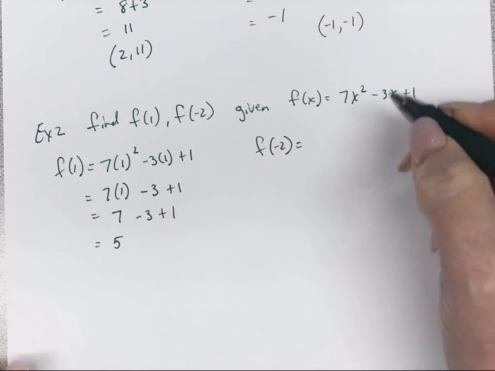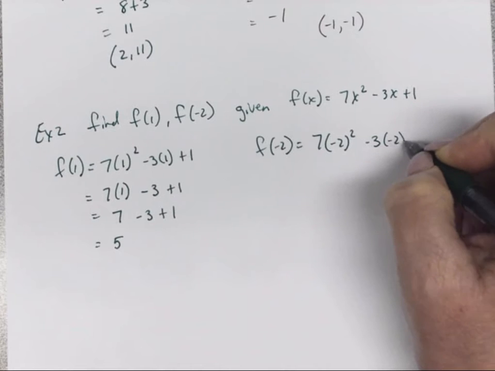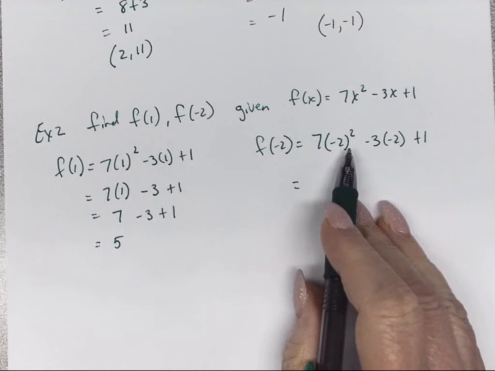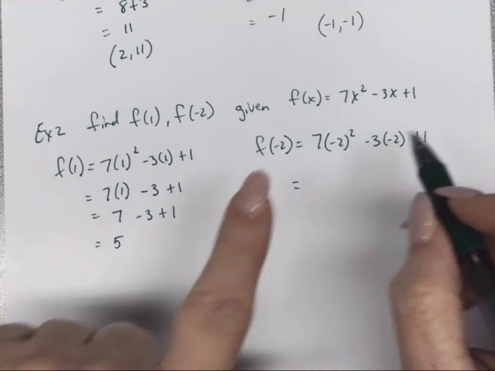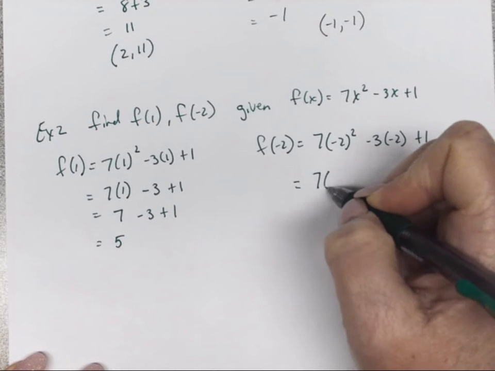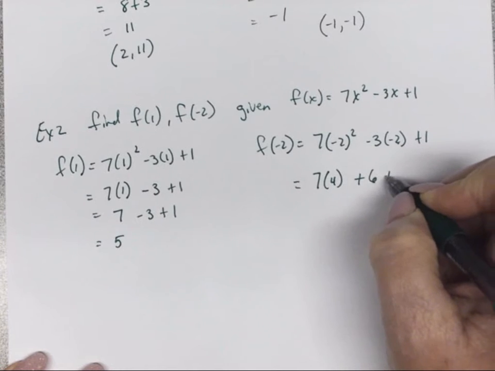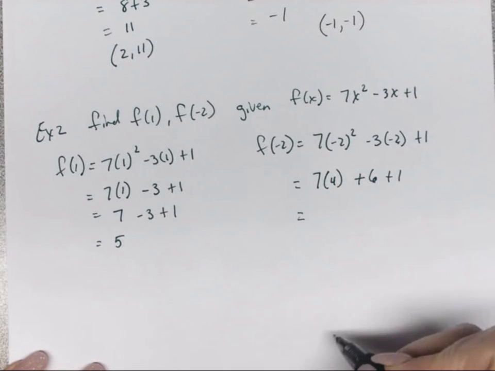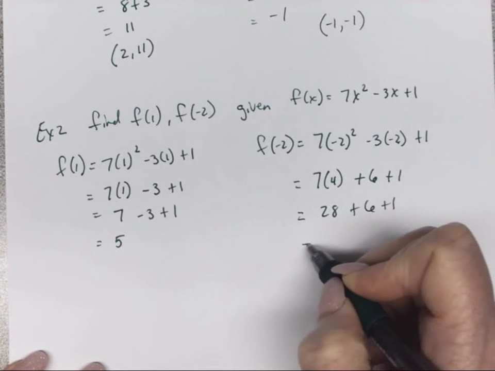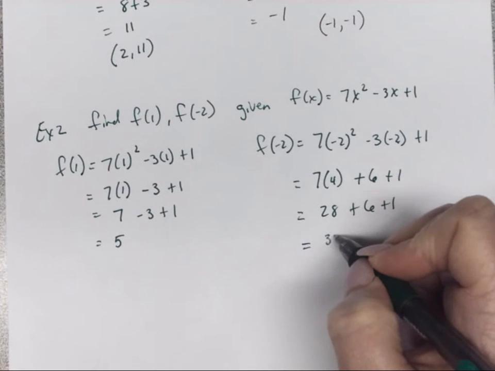F at negative 2 will get us 7 times negative 2 squared minus 3 times negative 2 plus 1. Well, negative 2 squared is negative 2 times negative 2, because the whole thing is in parentheses. So that will get us positive 4. So 7 times 4. Negative 3 times negative 2 would be positive 6 plus 1. 7 times 4 is 28 plus 6 plus 1. 28 plus 6 will get us 34, plus 1 will get us 35.